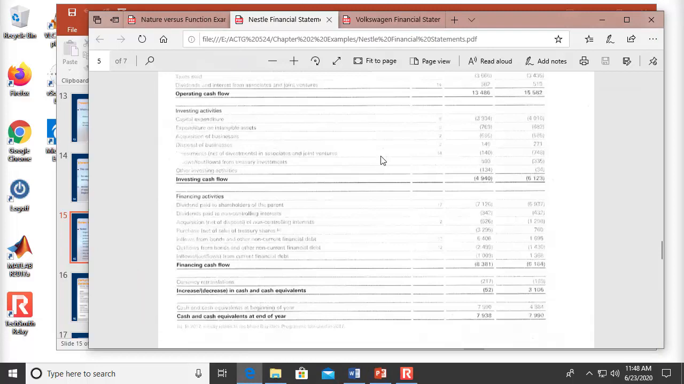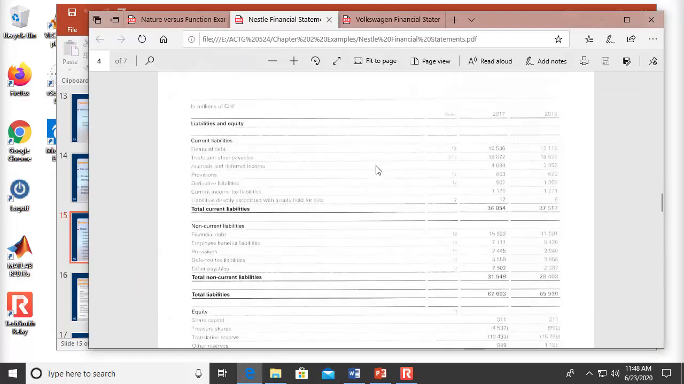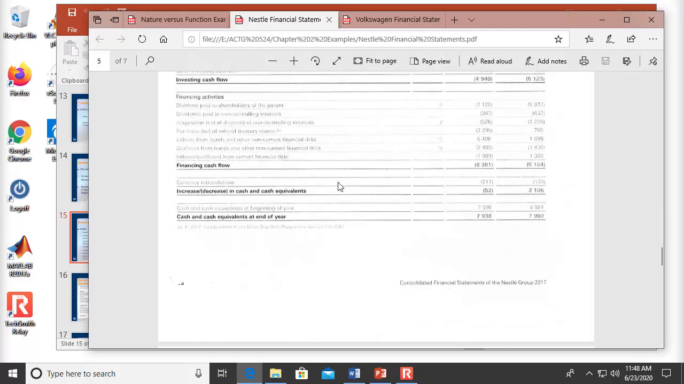So first of all, I want to show you the cross-referencing that Nestle has in the notes of their financial statements. Here's the balance sheet, and you can see in this column, they list the notes. And so we've got the notes numbered here. If we want to find out about provisions, we go to note number, it looks like 14. If we want to find out about derivative liabilities, we go to note number 12 and so on.